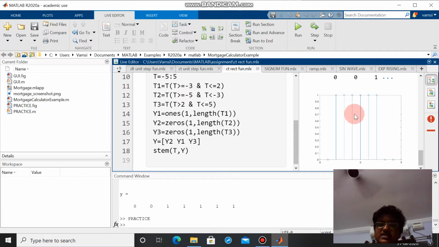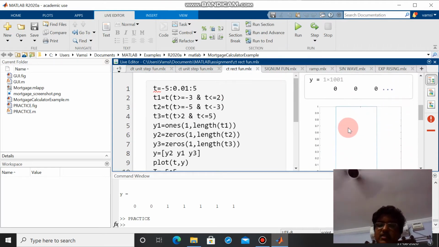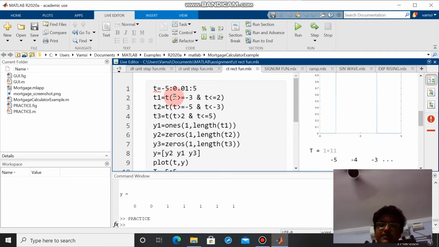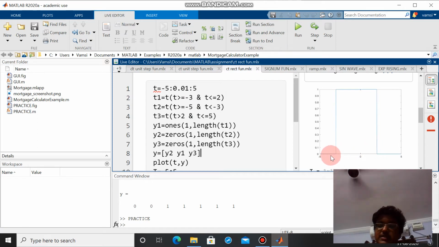And this is a rectangular function. The rectangular function is basically, I have defined the limits here. For these limits the value will be equal to 1, and for the rest of the limits it will be 0. So I have taken from -3 to 2, so we can clearly see in this continuous time rectangular function that from -3 to 2 the value is 1, and for all the rest of the values it is 0.